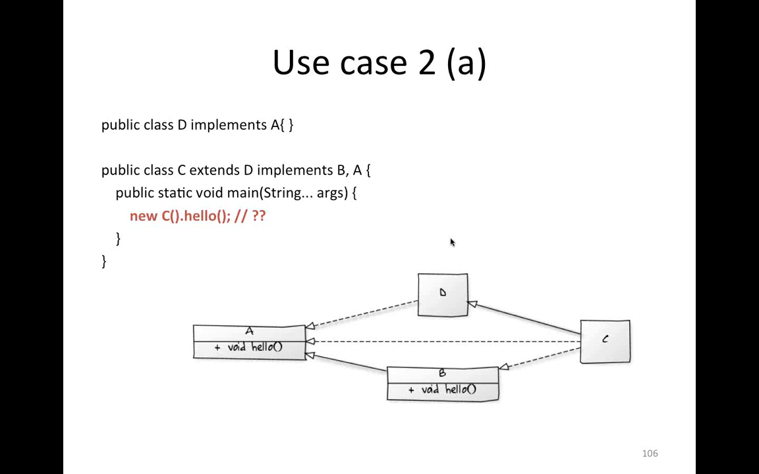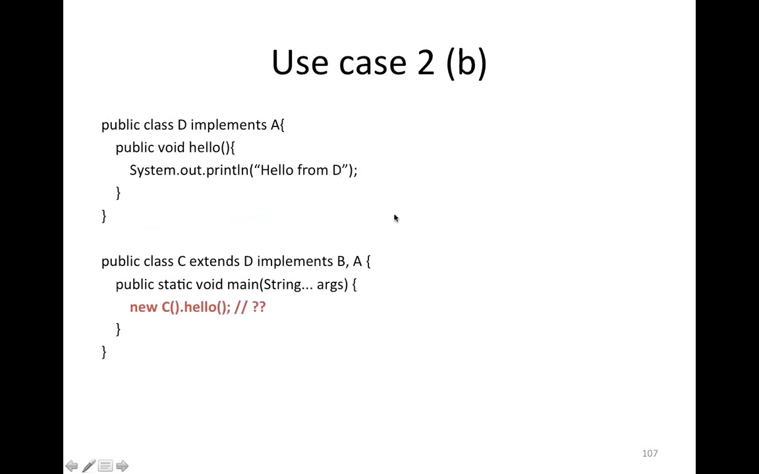Well, if you said hello from A, there's a little trick to it. In fact, the class D doesn't actually provide an implementation for the method hello. Only B provides one. So B is still the most specific one. So this code will print hello from B. However, if we modify this example so D provides a direct implementation of the method hello, then because classes have priority, this code will print hello from D.